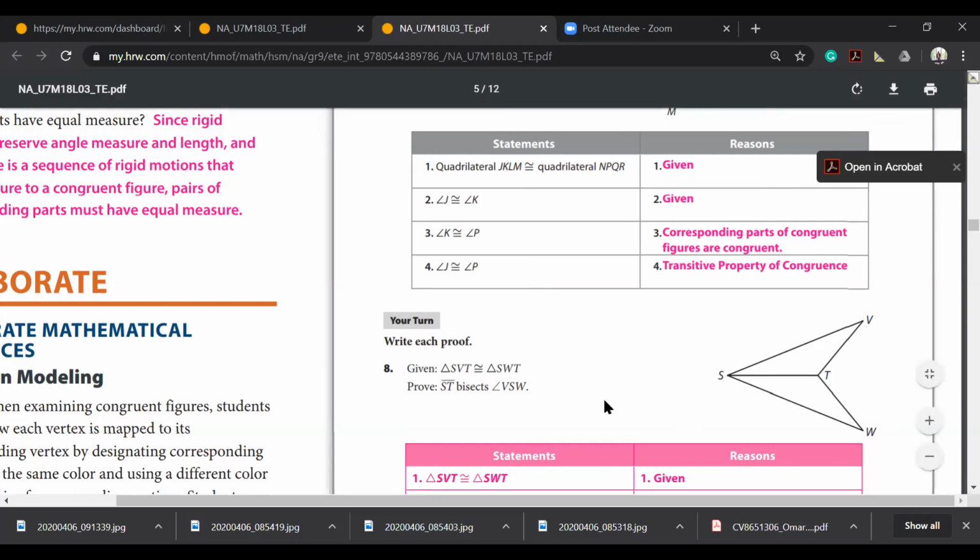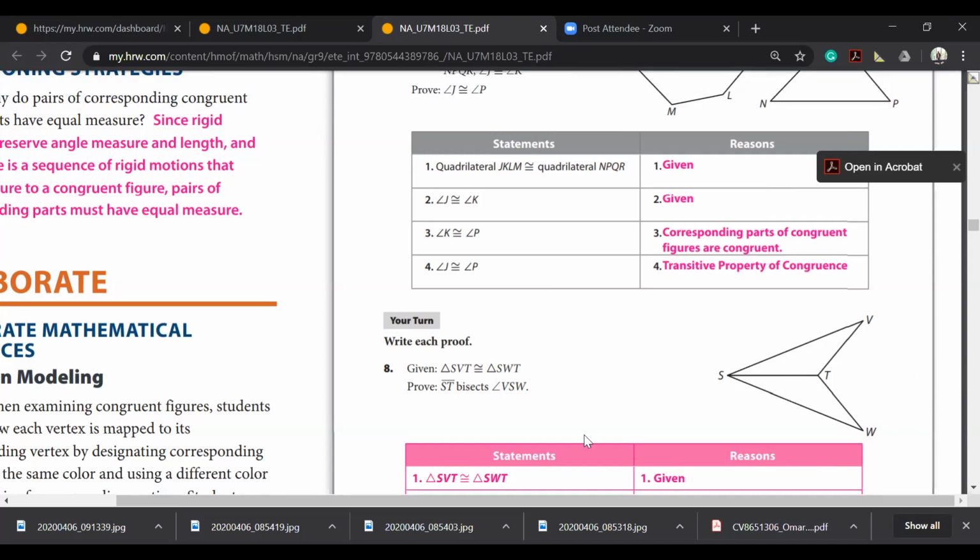So as we said before, you are going to do a table. A lot of girls did the statements just by writing without the table. No, this is wrong. Please draw a table for yourself, as we said, with two columns, statements and reasons. And the first statement you should write is everything given. So since this is given, I'm going to write triangle SVT is congruent to triangle SWT, and why? Because this is given.